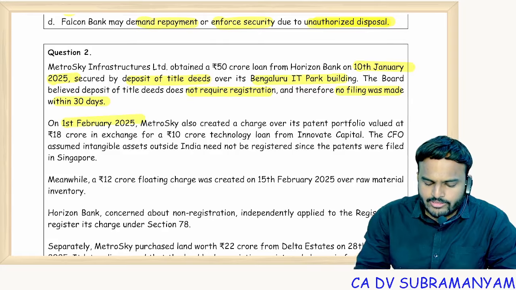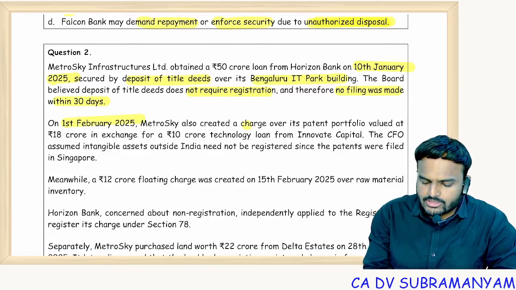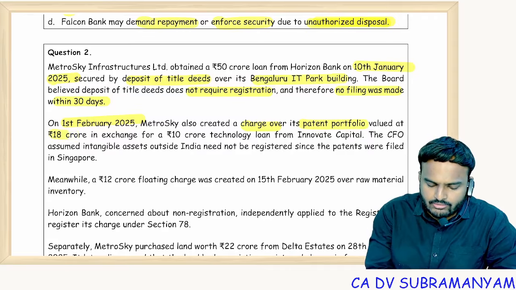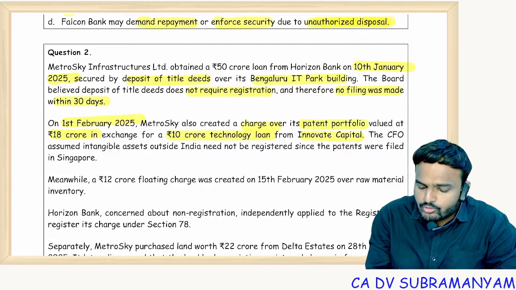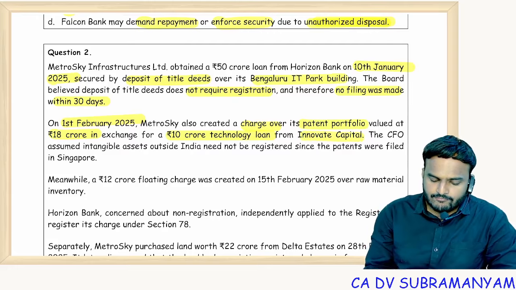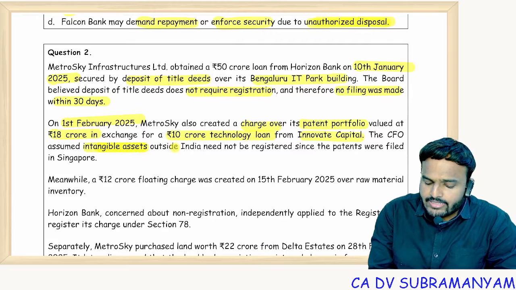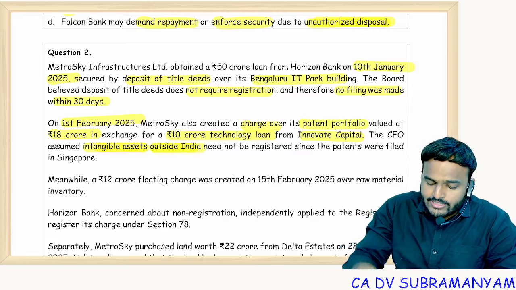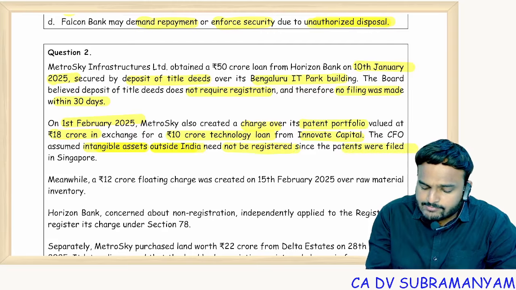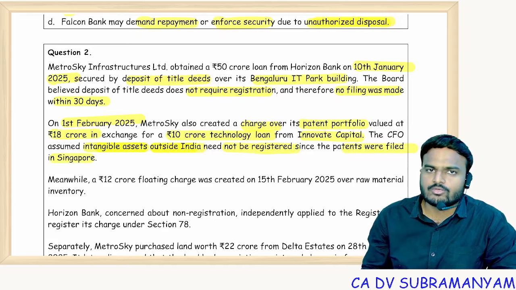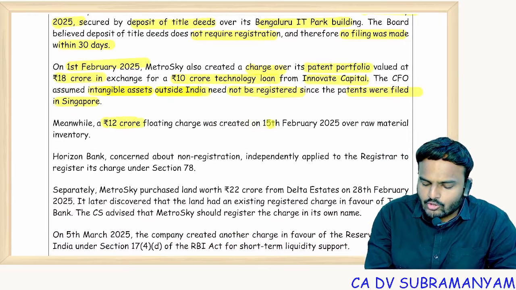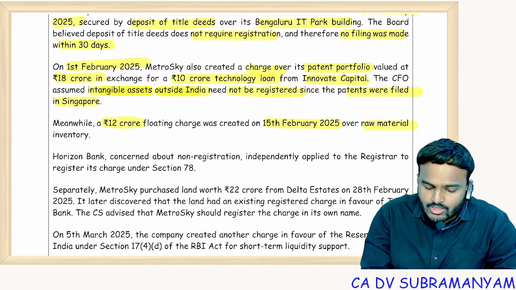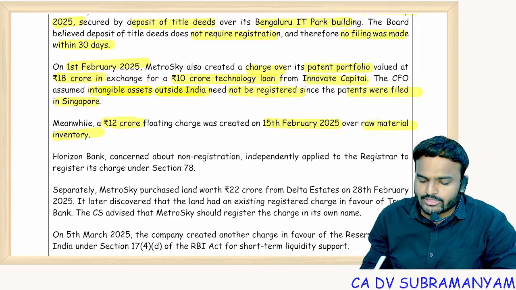On 1st February 2025, Metro Sky also created a charge over its patent portfolio valued at 18 crores in exchange for a 10 crore technology loan from Innovative Capital. The CFO assumed intangible assets, whether it was created in India or outside India? Outside India. Need not be registered since patents were filed in Singapore. Meanwhile, a 12 crore floating charge was created on 15 February 2025 over raw material inventory. This is a floating charge.